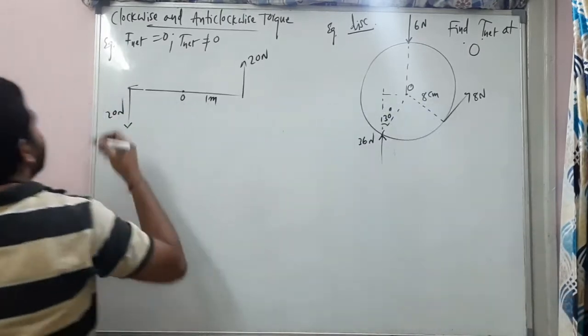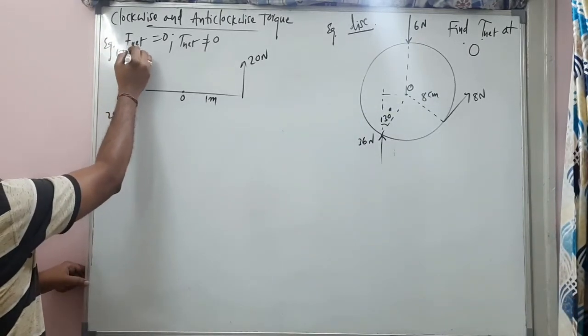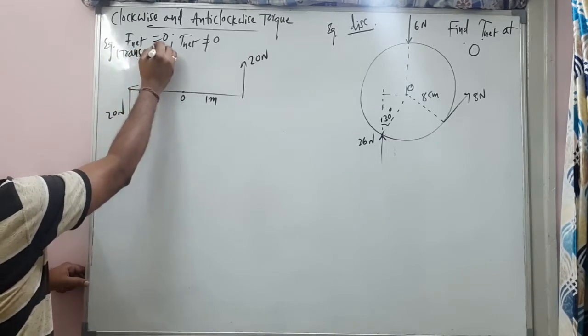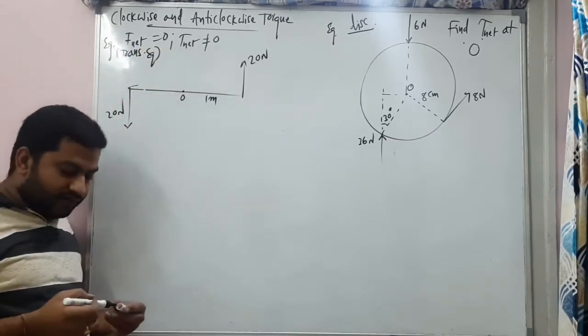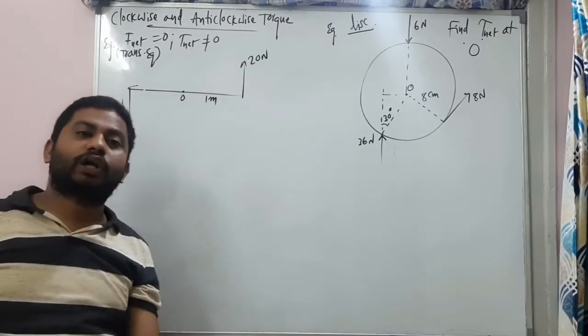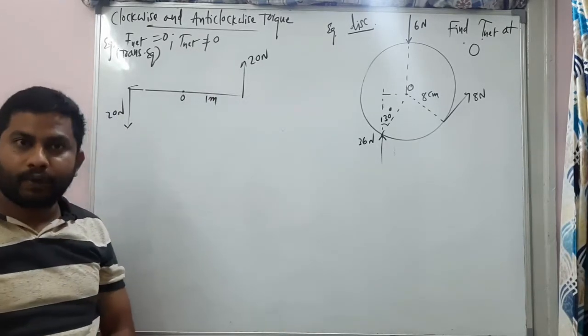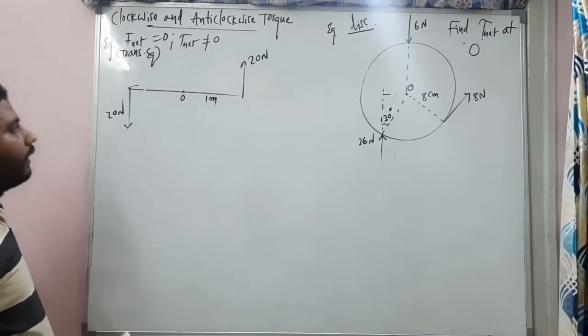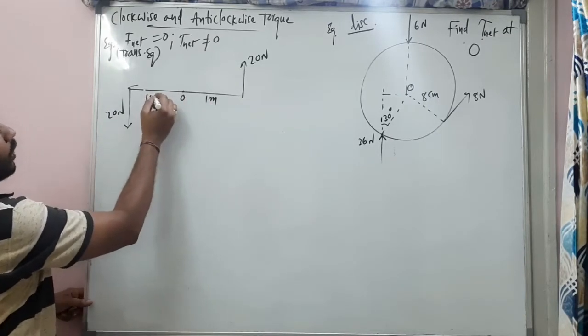That's the meaning here. So the body is in translatory equilibrium, whereas net torque is not equal to 0. That means the body is not in rotational equilibrium. Let's see. It's 1 meter and this is also 1 meter.